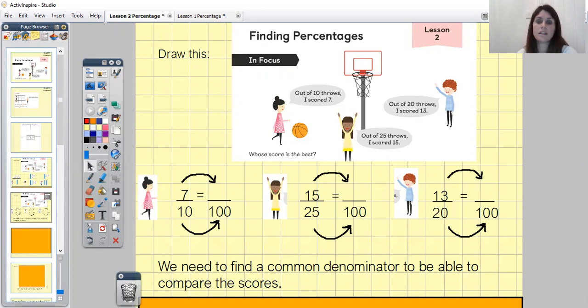Now, before we can actually figure out percentages, I think what we need to do is have a look and see, well, what would those be as fractions out of 100? Because we know that percent is out of 100. We need to convert each of our fractions so that they're out of 100. So I'm not going to say any more. I'm going to leave you, if you haven't already done this, to look at this on the screen and see if you can find a way that you would be able to convert each of their scores into a fraction that is out of 100. Come back to me when you're ready.